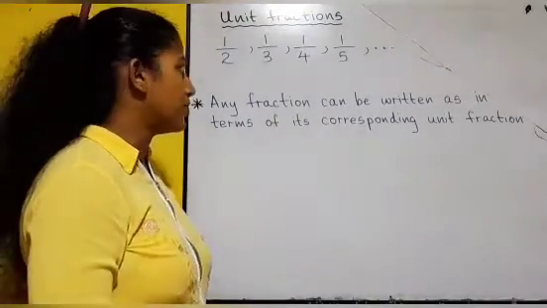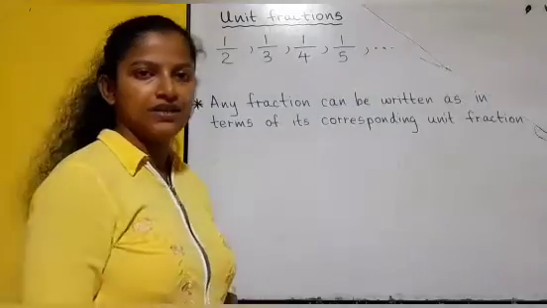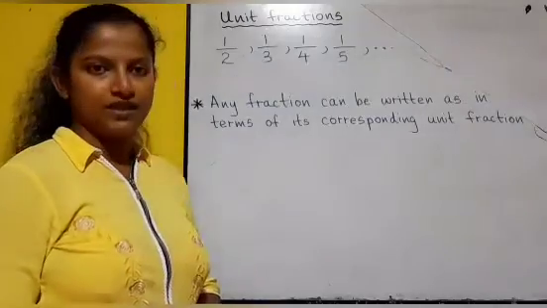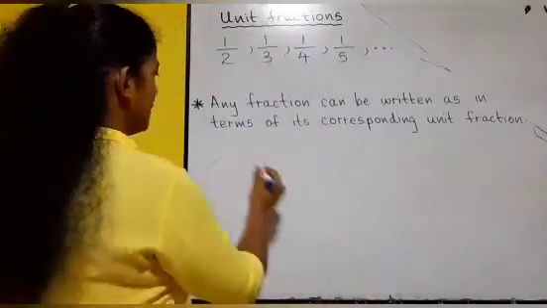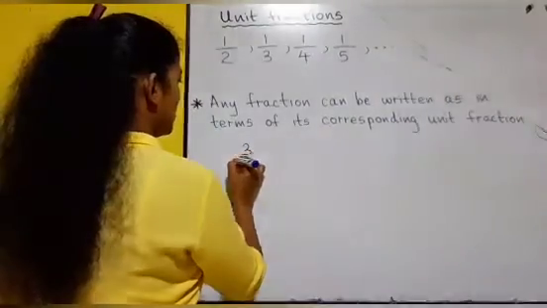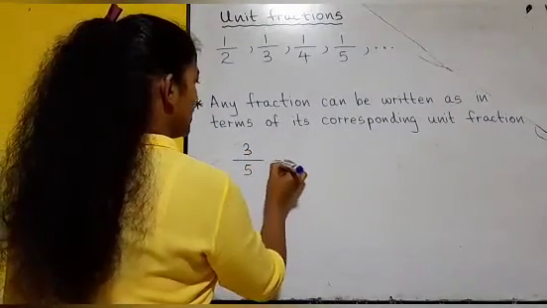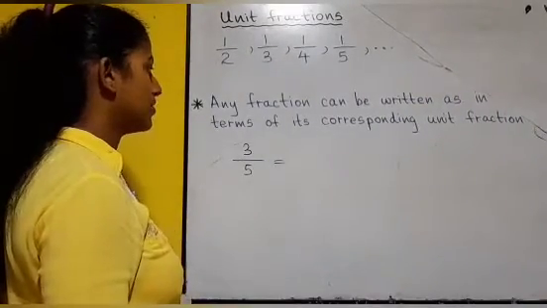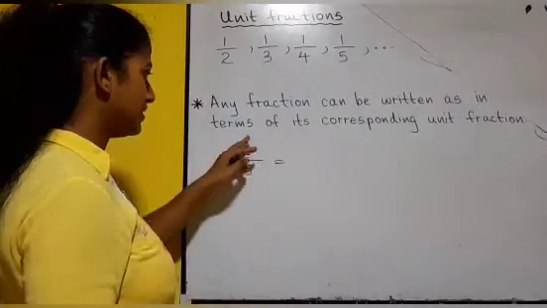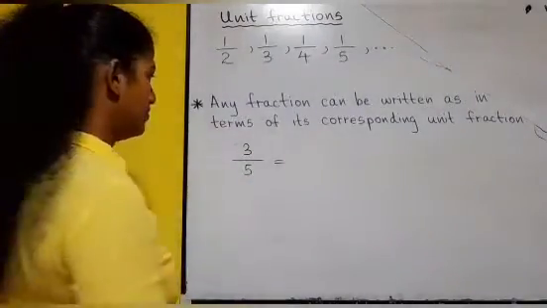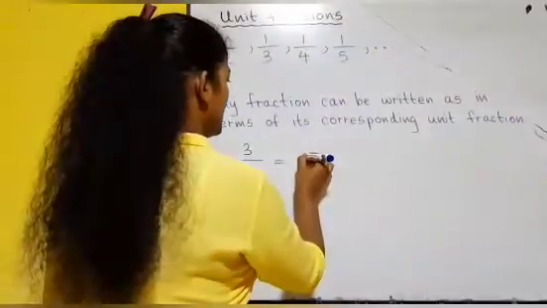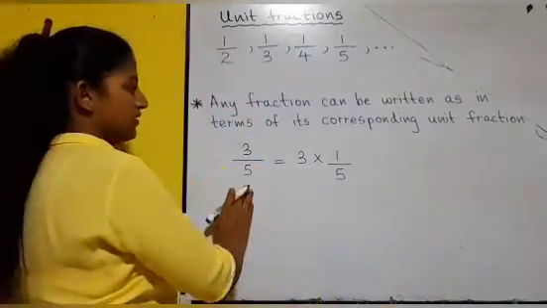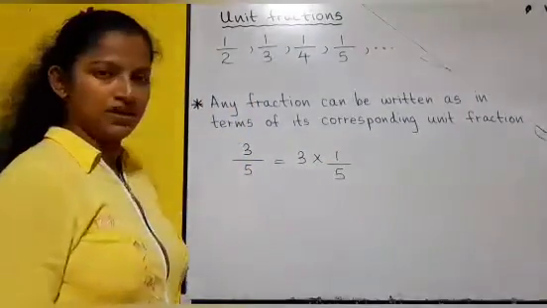Then there is a special point here. Any fraction can be written in terms of its corresponding unit fraction. What does it mean? If I take a fraction like this, 3 over 5, it can be written with its corresponding unit fraction. The corresponding unit fraction here is 1 over 5. So, 3 over 5 is equal to 3 1 over 5s.